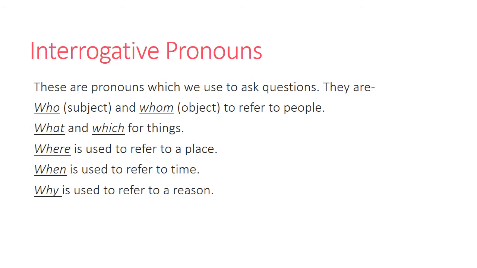For example, who is that boy? Who is the subject. Whom did you meet? Whom is the object for the verb meeting. What and which are used for things. Where is used to refer to a place. When is used to refer to a time. And why is used to refer to a reason.